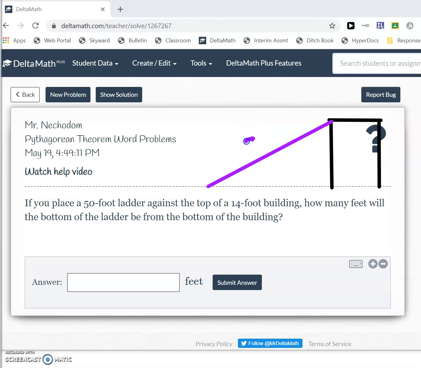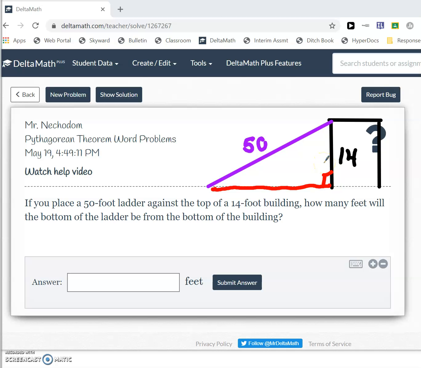This thing is 50 feet long right here. And the building, as they said, was 14 feet tall. And here's the question. How far is this? Right in there. Okay, well, you'll notice that assuming they built the building straight up and down, this is a right triangle in here. Okay, there's a right angle.